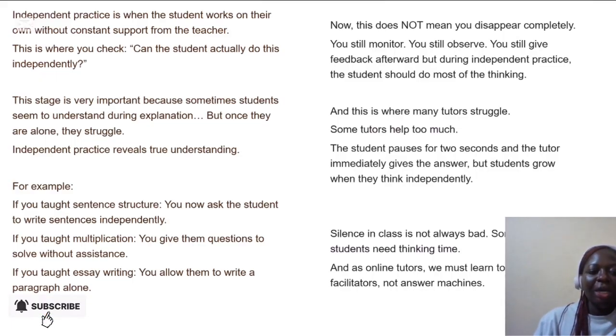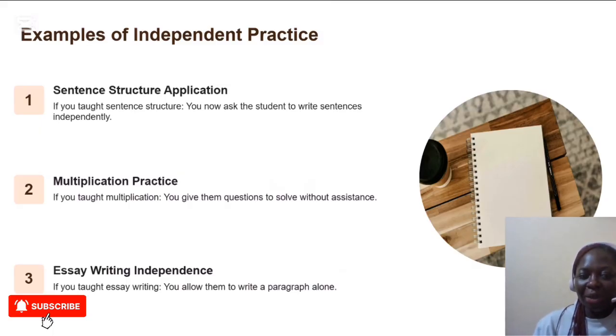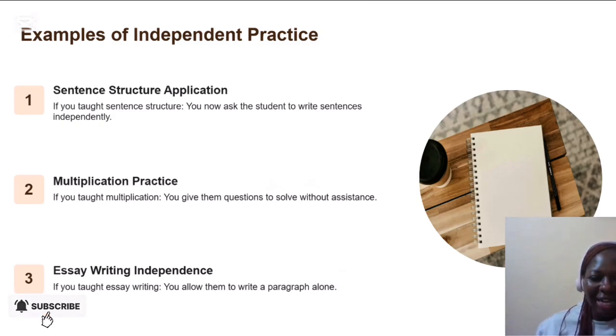So that is guided and independent practice for you. If you taught sentence structure, the child should be able to write sentences on their own or paragraphs on their own. If you did multiplication practice in maths, the child should be able to solve them without assistance.